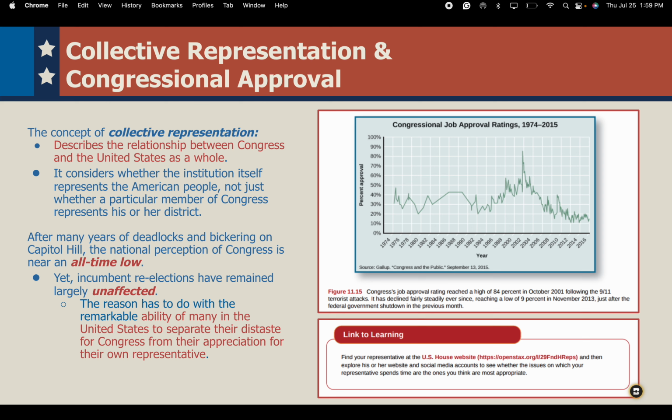Now, because of all this collective representation that exists within Congress, it can sort of explain why Congress, despite having such a low approval rating, can stay there and continue to serve. This is called collective representation. Even though we know Congress's approval rating is at an all-time low, somehow we have this innate ability to separate our elected representative from the rest of the pack.